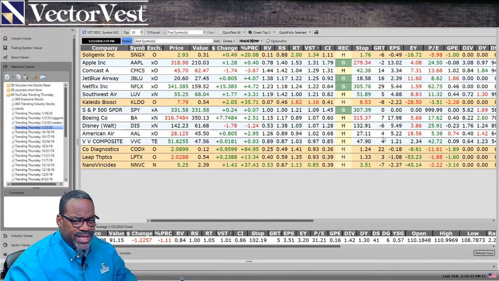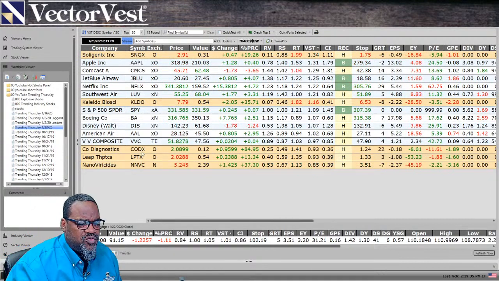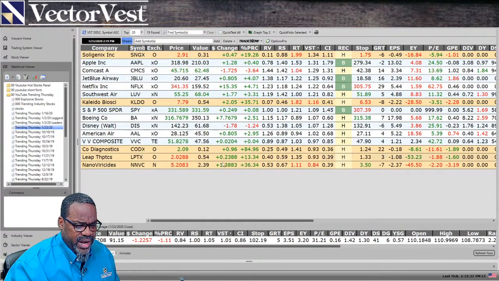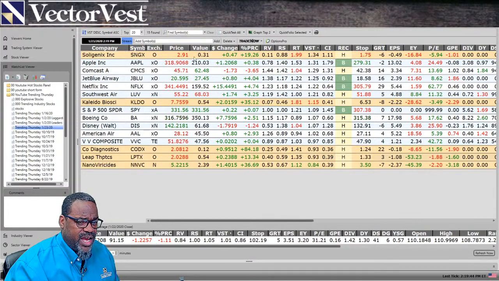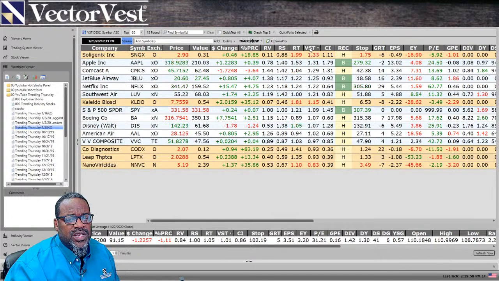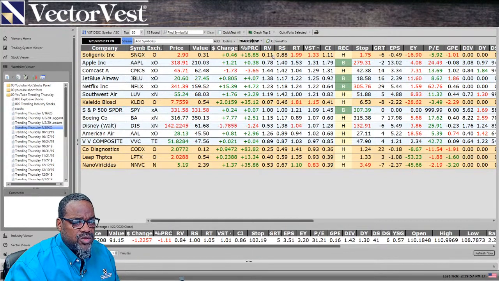Earnings growth rate on these, man, the only one that's got a really good earnings growth rate is CODX. And LPTX has got a 3%. But looking at the VST, SNGX has got the highest VST in my list, which is value, safety, and timing. The overall value of the stock, looking at relative value, relative safety, relative timing. Most of these stocks do not have good upside potential. Most of these stocks are not safe stocks, but they are going up in price.